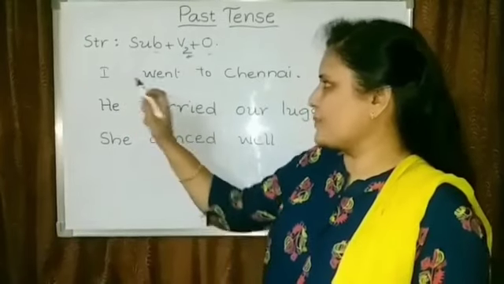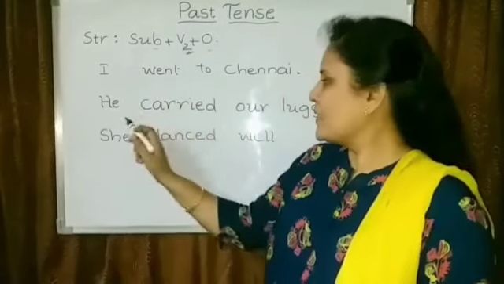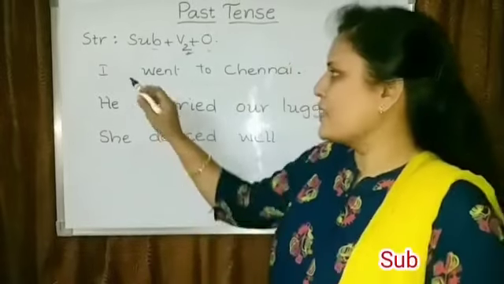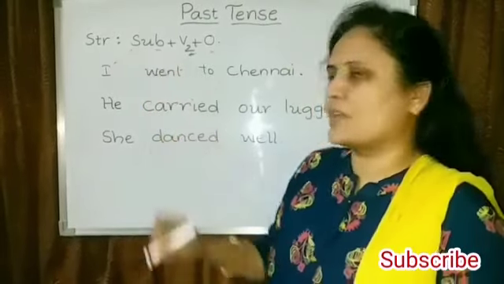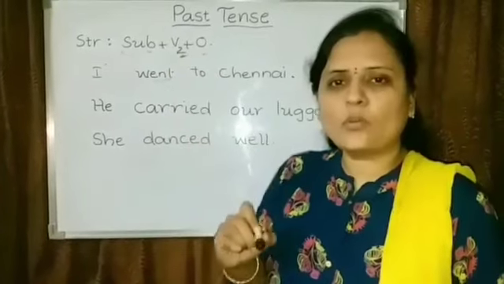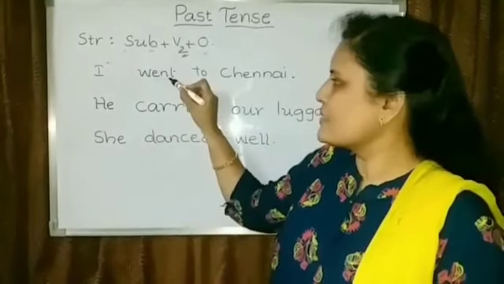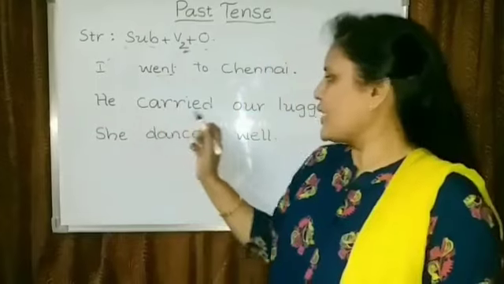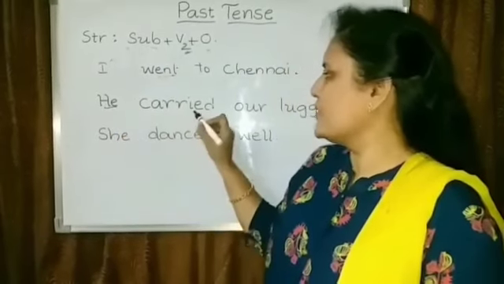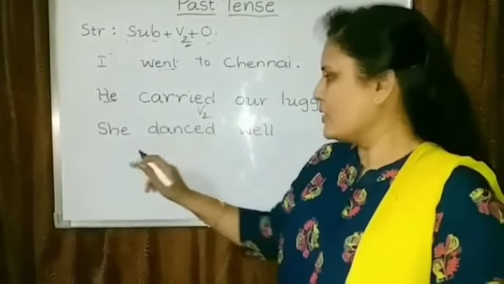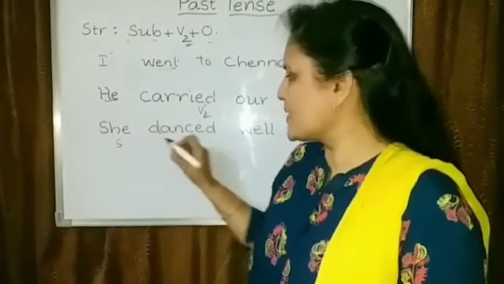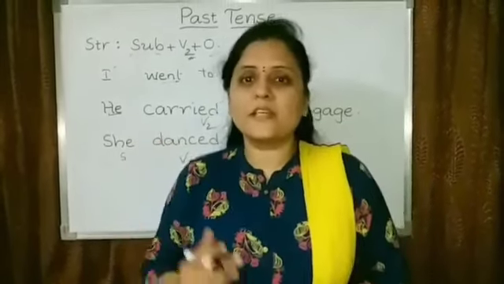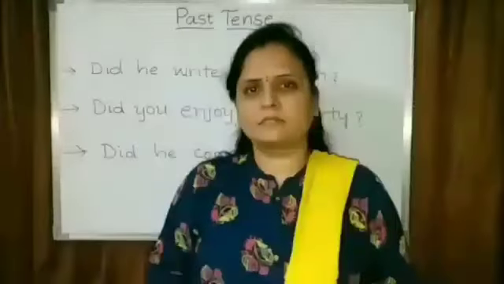Here, if you see this example, I went to Chennai. He carried our luggage. She danced well. If you see these examples, I is the subject because he is the doer of the action. And go, went, gone. Went is the V2 form. And the object, I went to Chennai. And he carried our luggage. He is the subject and carried is V2. And she danced well. She is the subject and danced is V2. So, like this, we frame sentences in simple past.